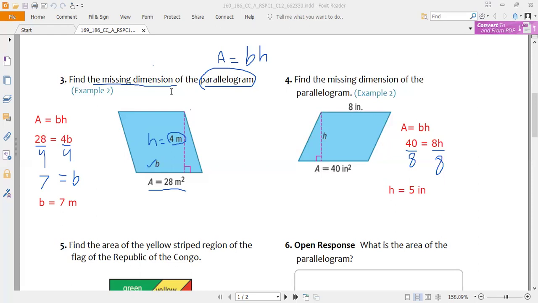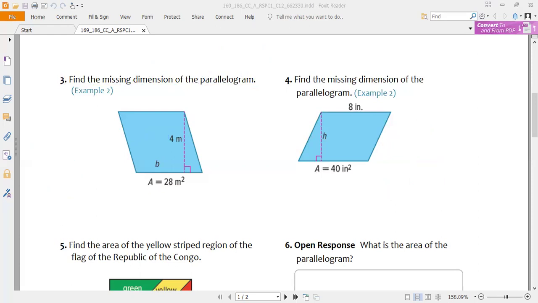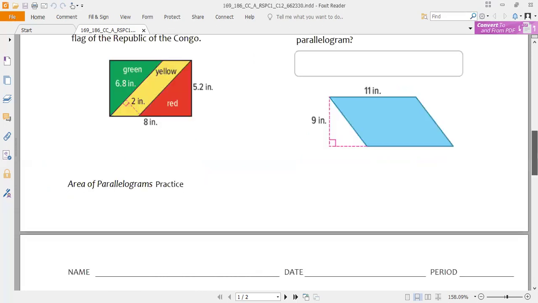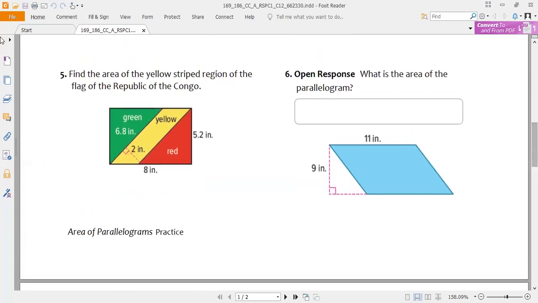Okay. Next, let us move toward question number 5 and 6. Same we are gonna do here. We will first write area equal to base times height. Why am I writing this? Because they are asking you to find the area of the yellow strip, just the yellow one. If you look at the figure, it's a rectangle type, but we just want to find the area of this yellow part. So the area of this yellow is like a parallelogram. So we will find what's the base that is given in this question and what's the height.